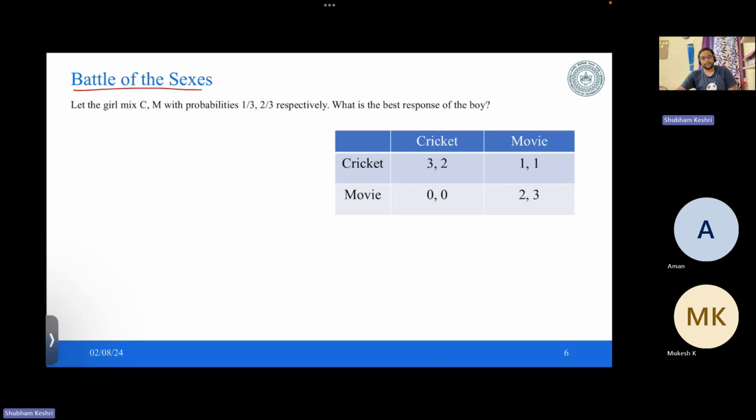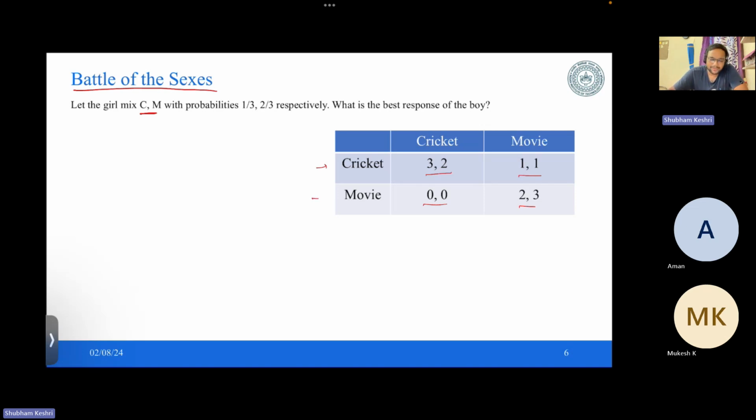So this professor has discussed it in great length, and why I have taken this problem again is because in your assignment you have this problem, and there are a few things I wanted to discuss again. So I have changed the utilities of the players, and we are saying that there is a girl and a boy who have two strategies. Either they can go for a cricket match or a movie.